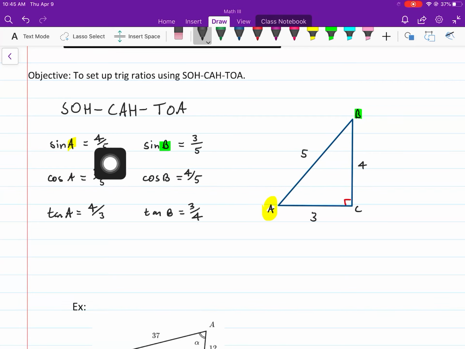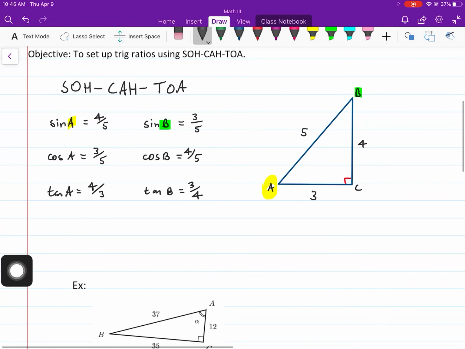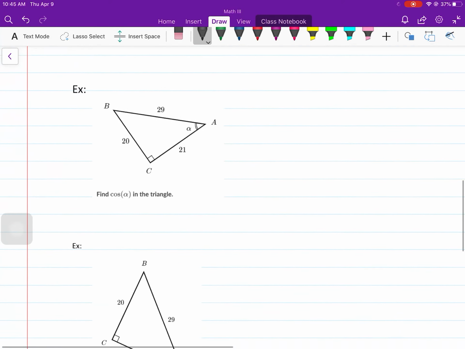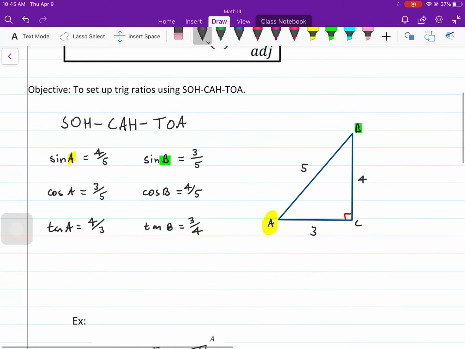Kind of an interesting note. Notice sine and cosine are the same. Why? Because opposite of A is the same as adjacent to B. So sine of A and cosine of B are the same, just like cosine of A and sine of B are the same. And then tangents are always just going to be flipping them, basically. See, there's 4 over 3, that's 3 over 4. And so that's just a brief example. We'll go through these next 3 examples in the next video.